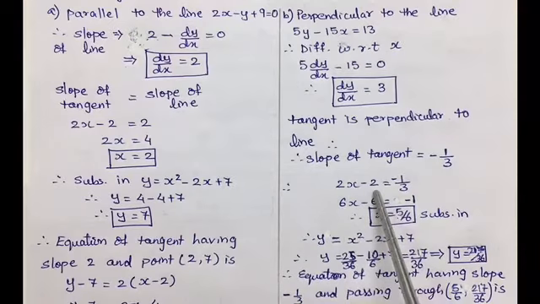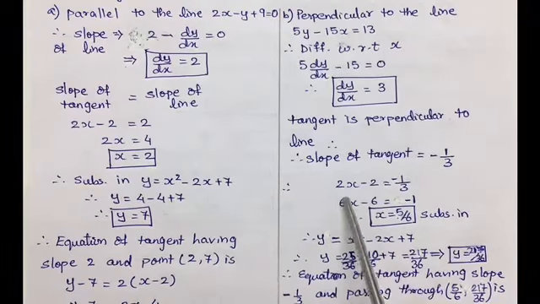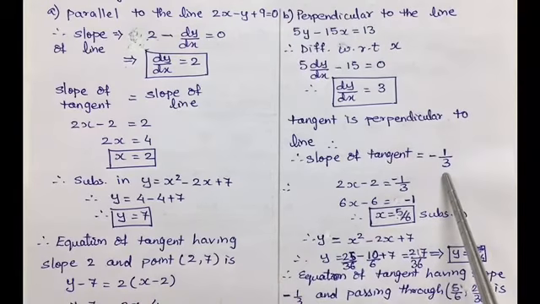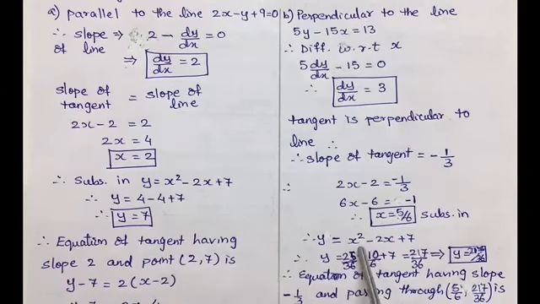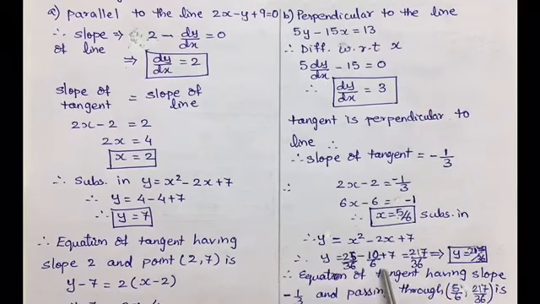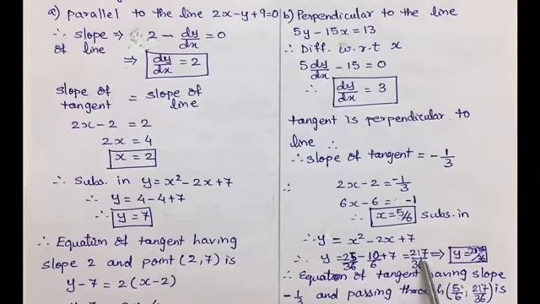Now the slope of the tangent calculated before is 2x minus 2, which will be equated to minus 1 by 3. Cross multiplication gives us 6x minus 6 equal to minus 1. Simplifying it, we get x equal to 5 by 6. Now this value of x is to be substituted in the curve, that is x square minus 2x plus 7. Substituting and calculating, we get y equal to 217 upon 36.